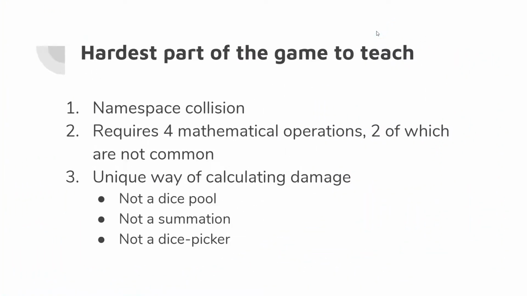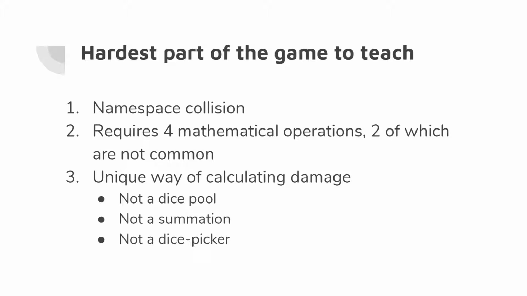So the damage in Squadron Strike is the hardest part of the game to teach. I've taught the game numerous times. This is always the most difficult part for new students to grasp. The reason is threefold. One, there's a namespace collision. A lot of the terms are very, very similar. We have damage, damage total, penetration, penetration roll, and so on.